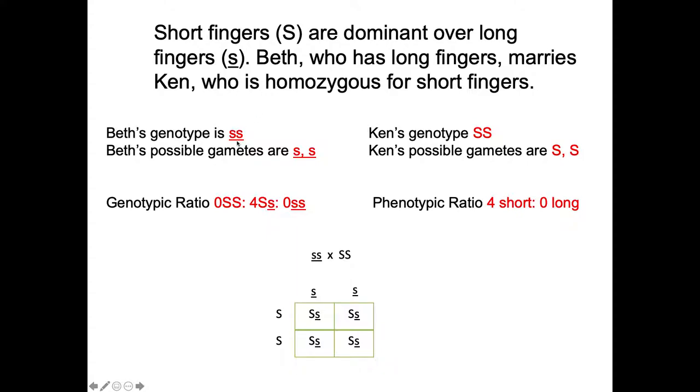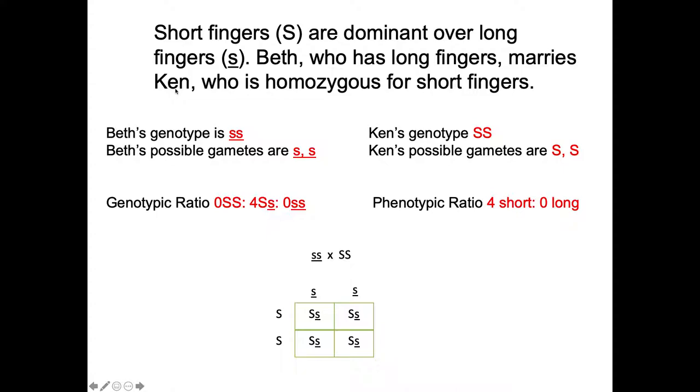And then Beth, the only type of gamete that she can make is one that has little s and little s. So here, these are her possible gametes, little s, comma, little s. And it's very important that you put the comma when you're talking about possible gametes. If you don't, it'll just look like a genotype.